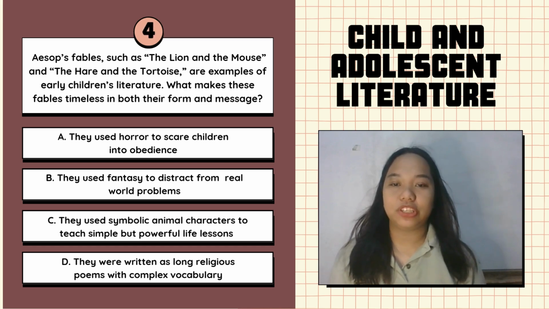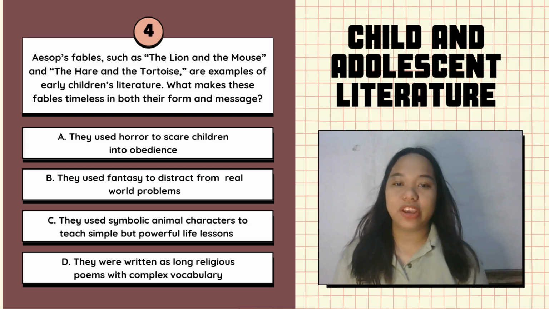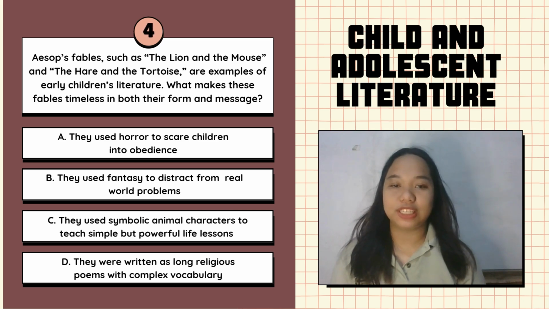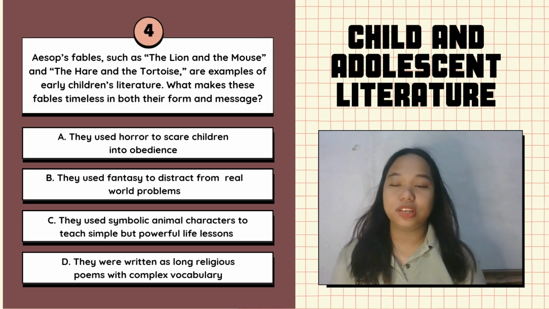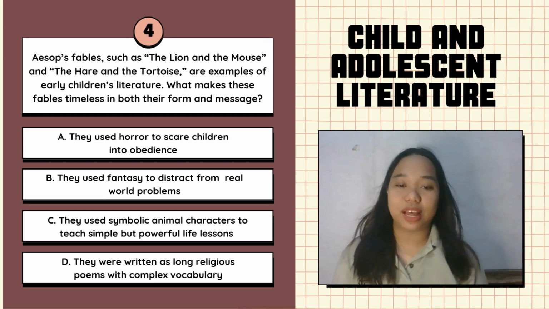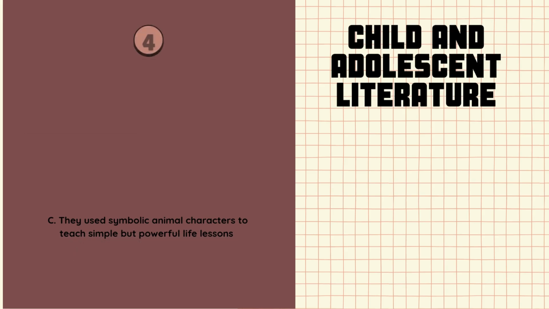Again, I will repeat the question. Aesop's fables such as the lion and the mouse and the hare and the tortoise are examples of early children's literature. What makes these fables timeless in both their form and message? Letter A, they use horror to scare children into obedience. And letter B, they use fantasy to distract from real world problems. Letter C, they use symbolic animal characters to teach simple but powerful life lessons. And letter D, they were written as long religious poems with complex vocabulary.